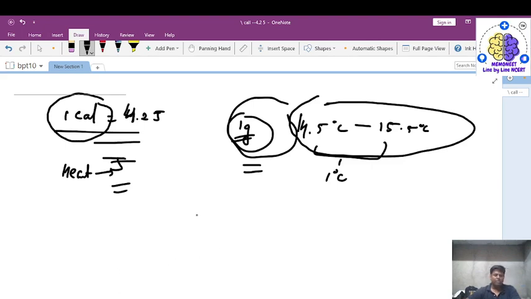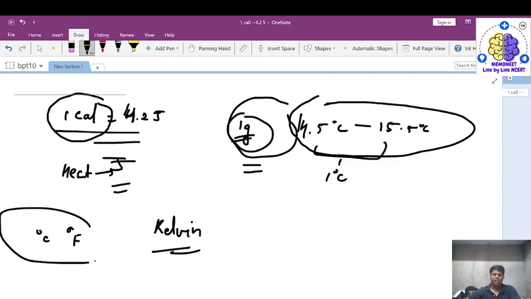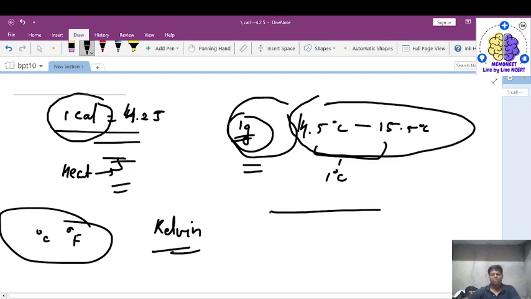Now temperature is the effect of the heat, and the SI unit of temperature is Kelvin, right? There are other units. Temperature is also given in terms of degree centigrade and degree Fahrenheit, right? To discuss degree centigrade and degree Fahrenheit, we are going to discuss a topic known as thermometry. In thermometry, we'll see how the temperature of a body is measured using a thermometer.